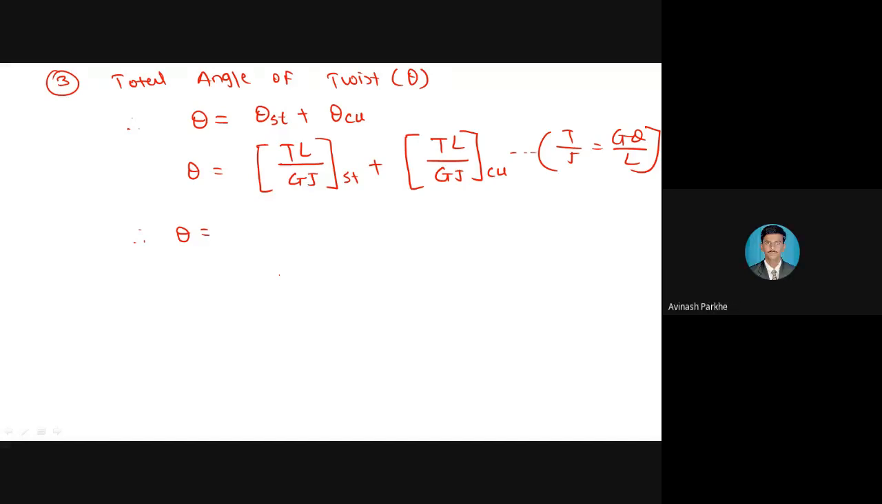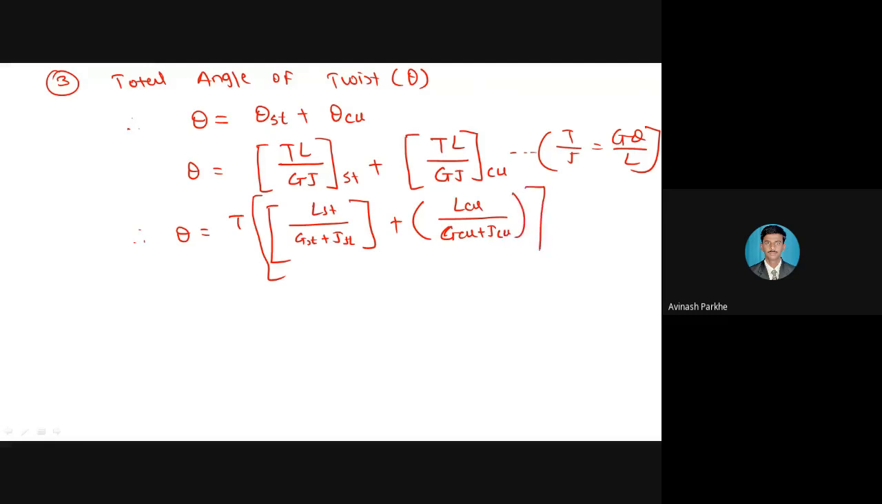T upon G. Yes, whatever the torque applied on the steel material and the torque applied on the copper, this torque remains the same. Therefore, this T I will take outside the bracket: length of steel divided by G of steel times J of steel, bracket complete. Inside that, again, length of copper divided by G of copper times J of copper, bracket complete.